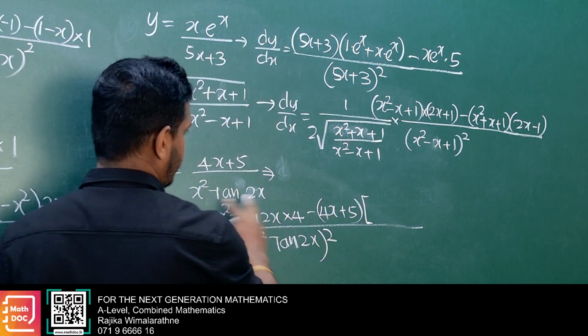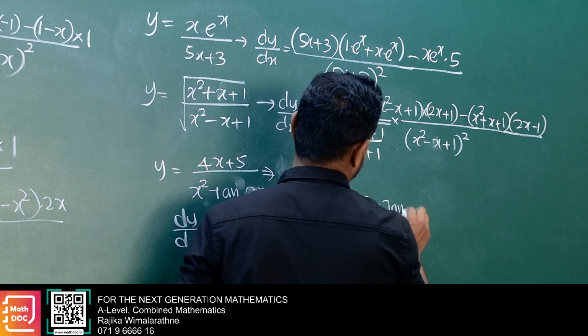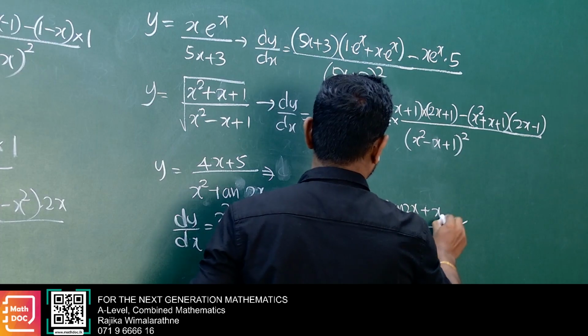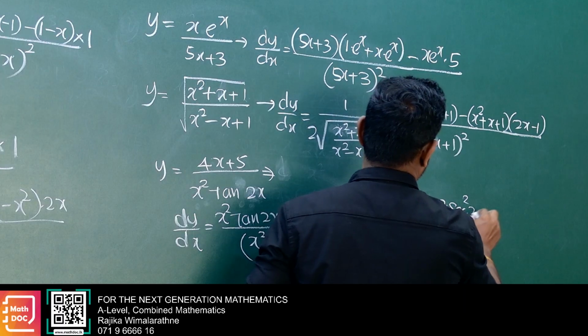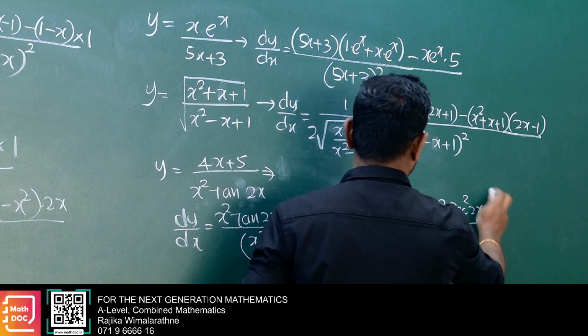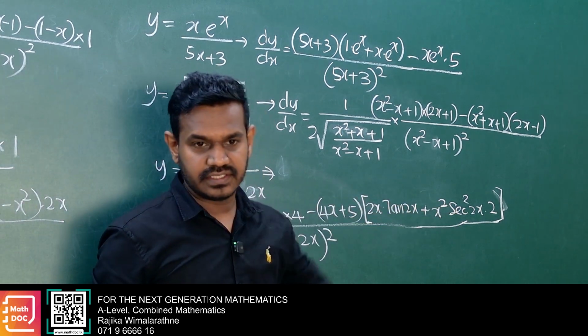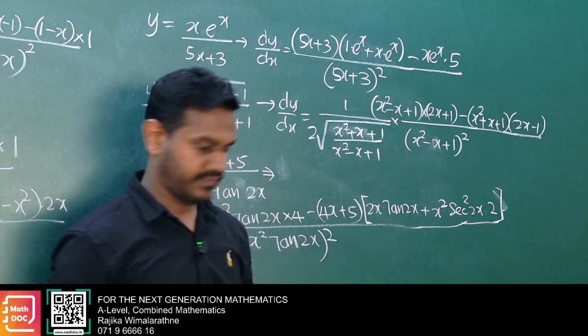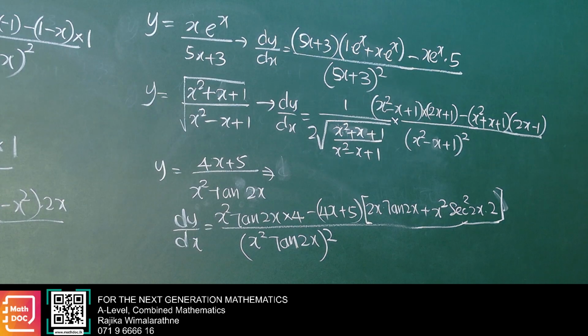Here we have a product. Then x square derivative 2x into tan 2x, plus x square times derivative of tan 2x, which is sec square 2x times 2. It is a function of a function type again. Derivative of tan 2x is sec square 2x, and derivative of 2x is 2. Do it alone.